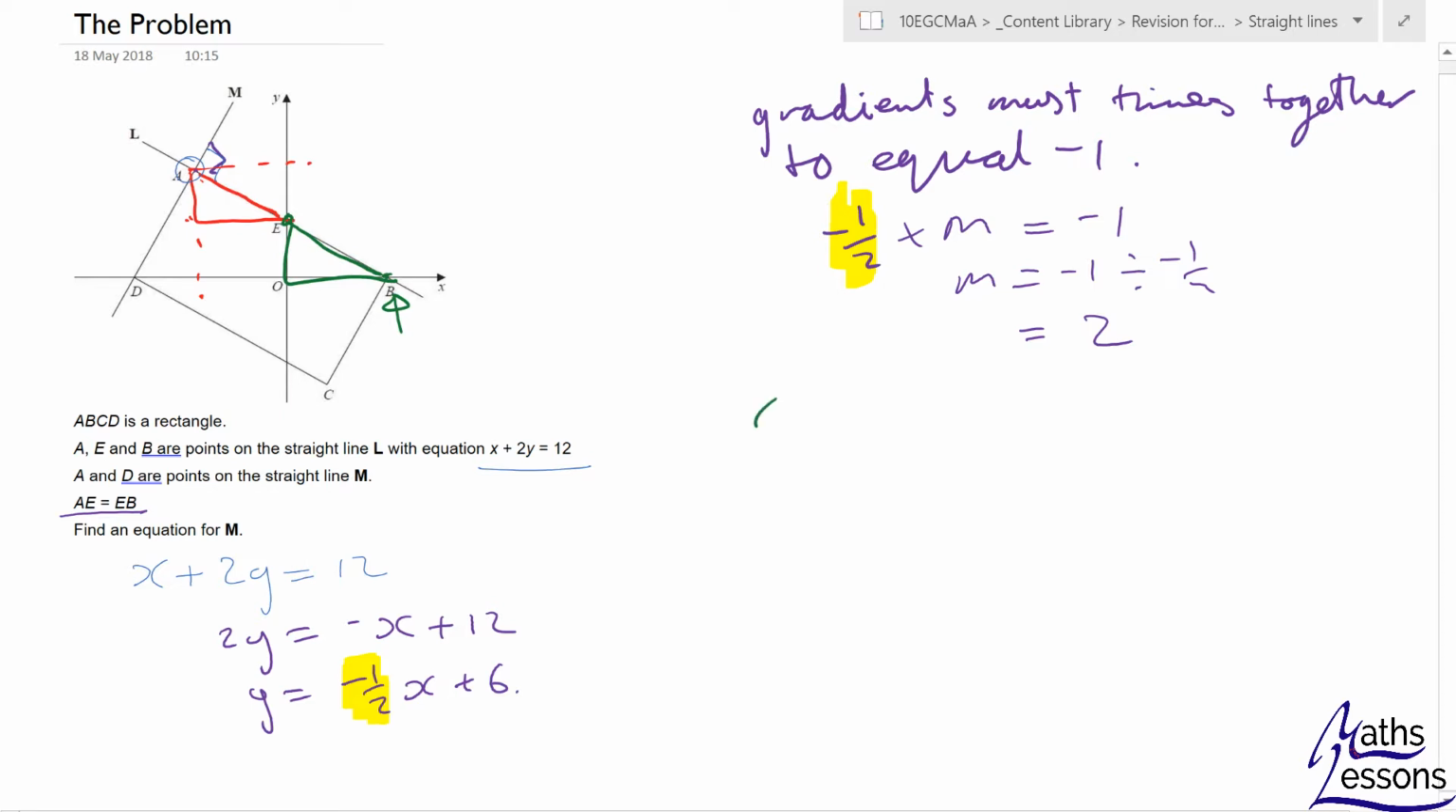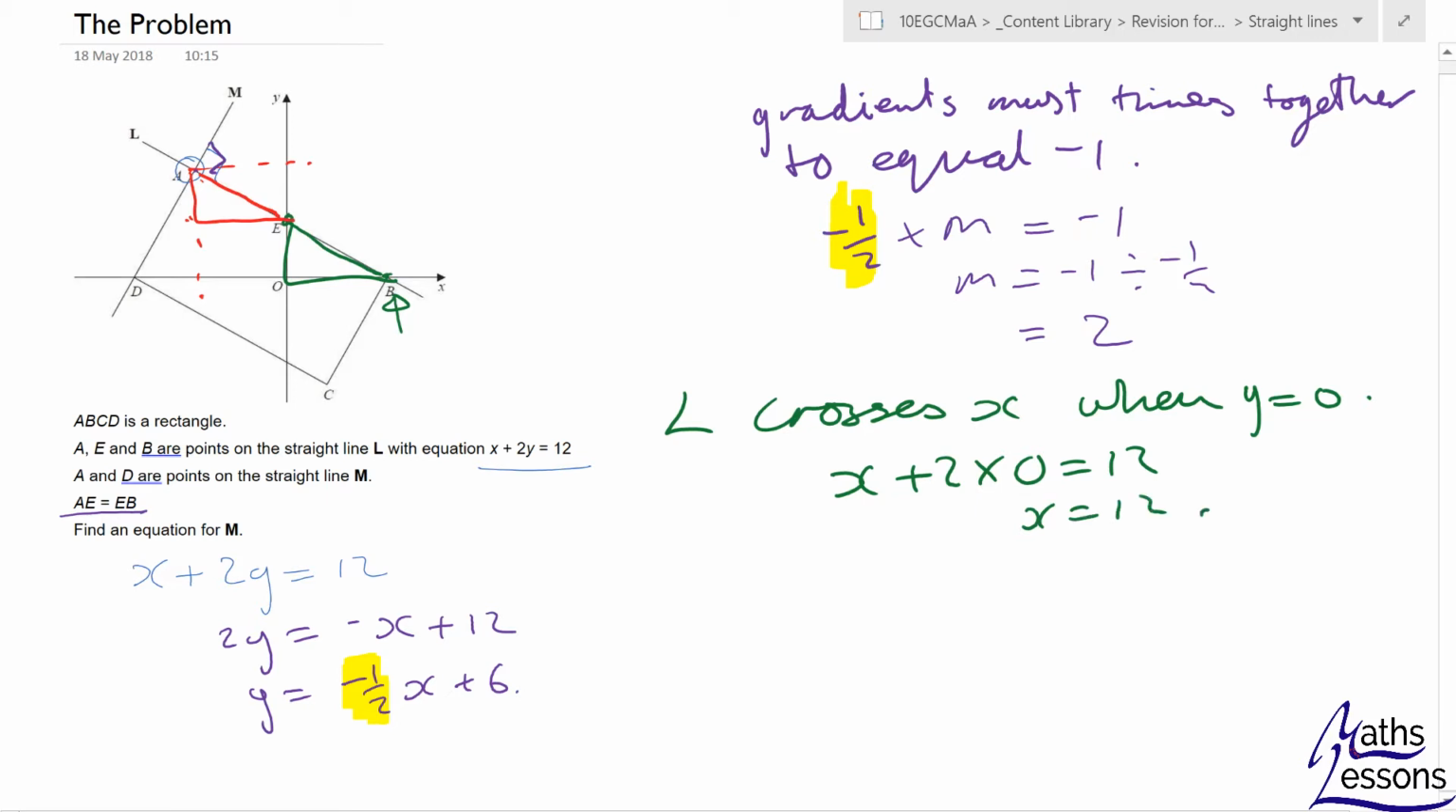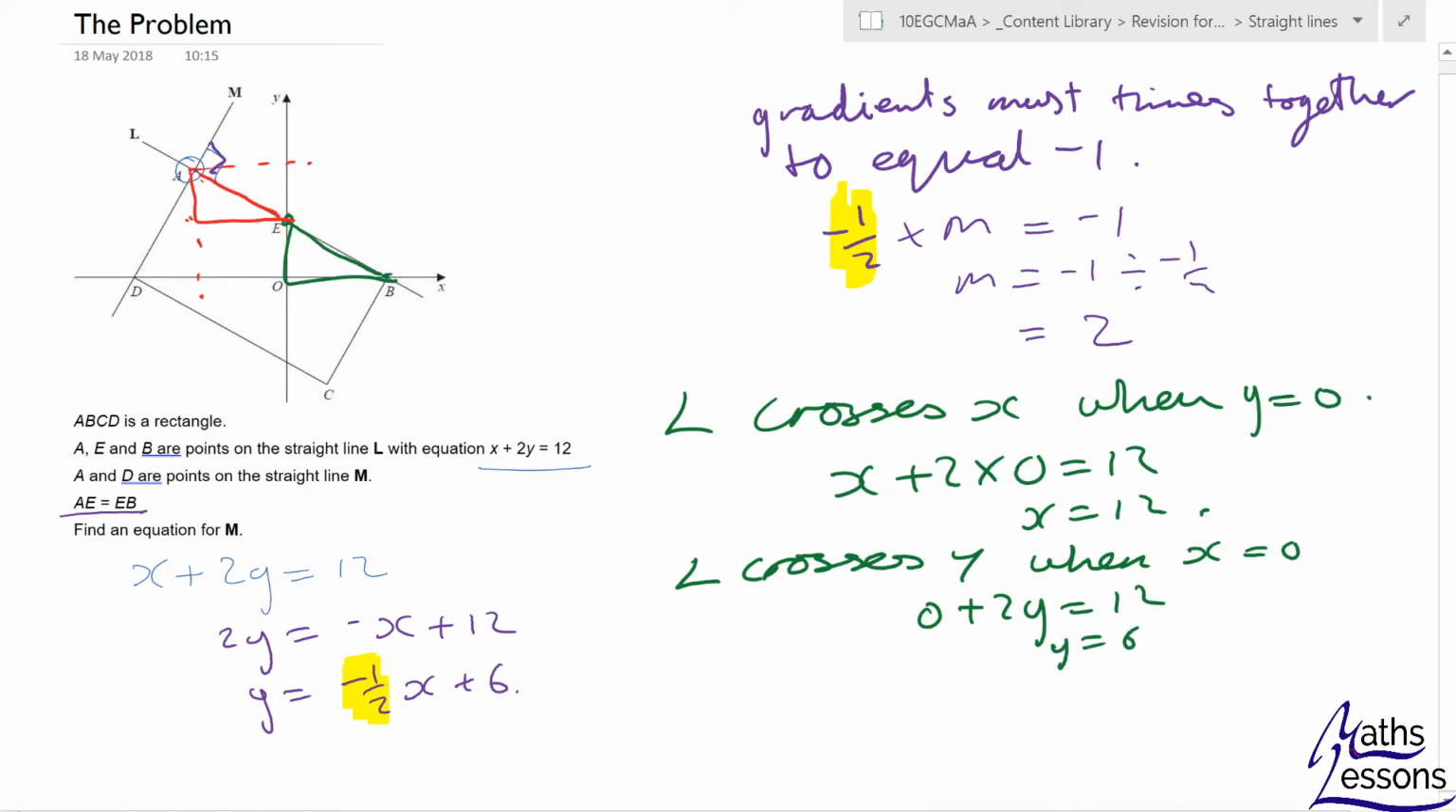So which one is this? This is line L, which crosses the x-axis when y equals 0. So we put y equals 0 into this, and we get x plus 2 times 0 equals 12, so x equals 12. And it crosses the y-axis when x equals 0. There's another way to do it, but we'll just do the x equals 0 way. So we get 0 plus 2y equals 12, so y equals 6. So we now know that this point here is 12, and this point here is 6.